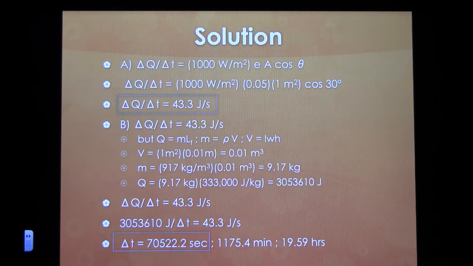You can leave it as seconds, but if you want to go a little further and figure out what that time really means, we can change the seconds to minutes by dividing by 60 seconds per minute. And we get 1,175.4 minutes. We can then change the minutes to hours by dividing by 60 again, and we find the time to be 19.59 hours.